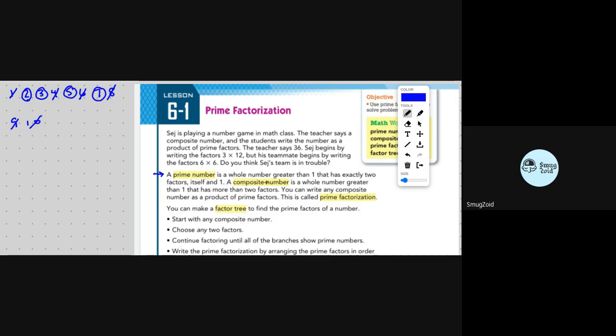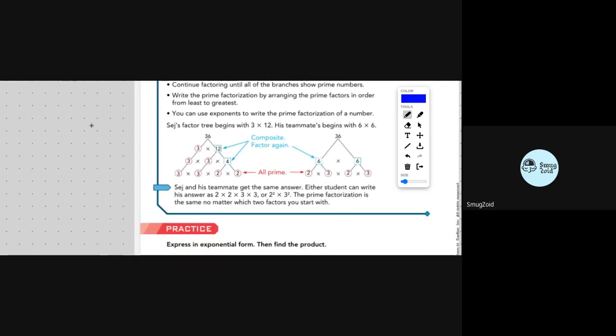A composite number is a whole number greater than 1 that has more than 2 factors. And you can write any composite number as a product of prime factors. This is called prime factorization. All right, so that's what we're going to do today. So looking at the number 36, I want to show you how to organize this because we are going to do a factor tree, but we're going to try to stick to using the prime factors in order. Okay, so from least to greatest, so 2, 3, 5, 7, 11, etc.